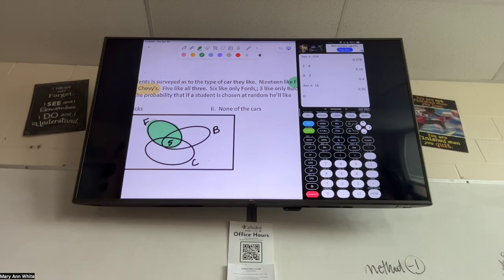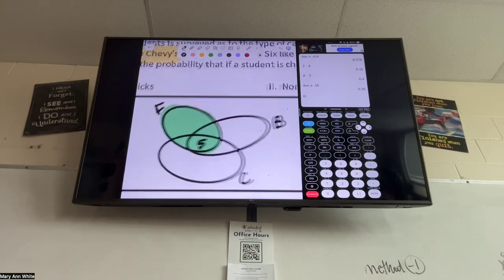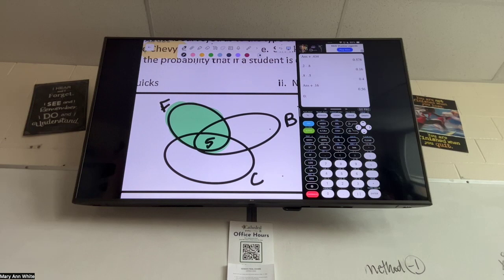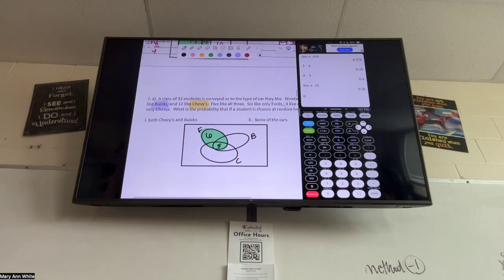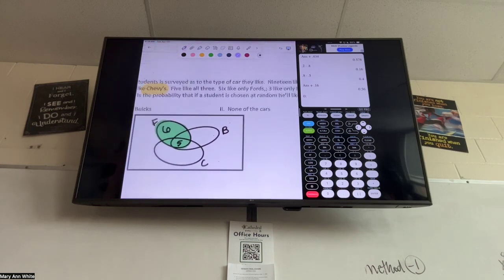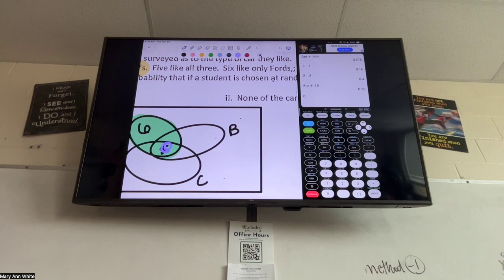Where am I gonna put that 6? We're gonna put it in the highest part where it's not overlapping anything, so the part of the circle that's not overlapping or touching anything else. Then it says 3 like only Buick. So if I look at my Buick circle, I'm gonna put 3 where there is no other touching with the other numbers or letters.